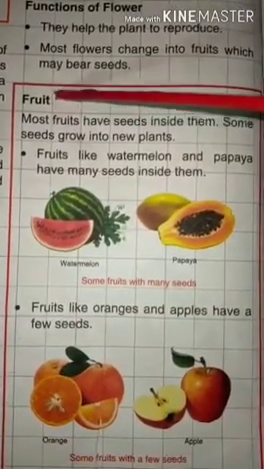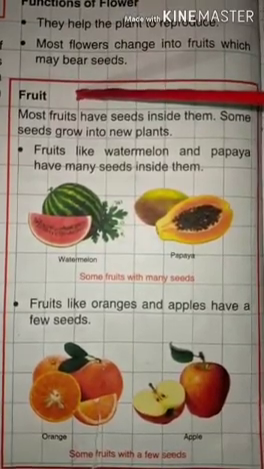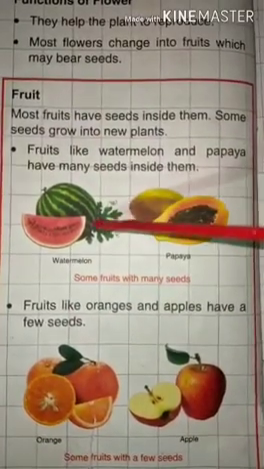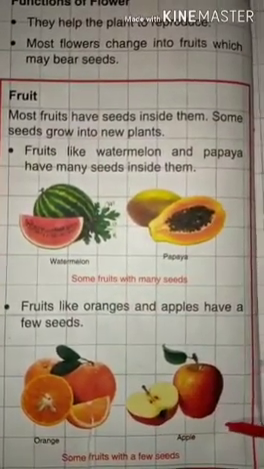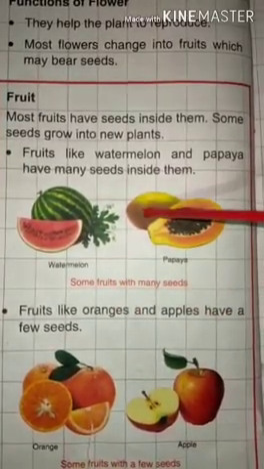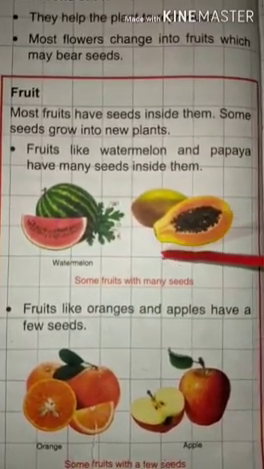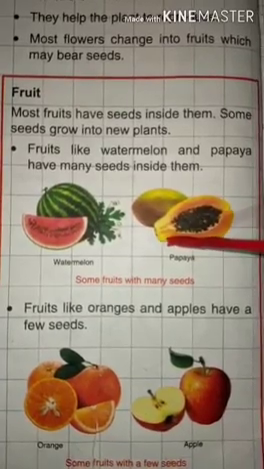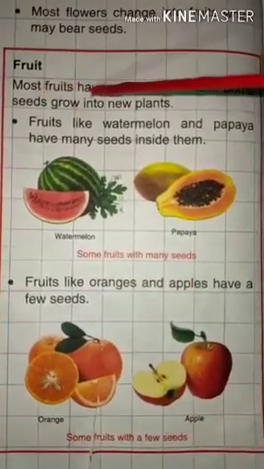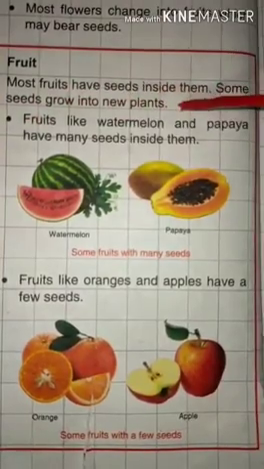Now we will read about fruits. Fruits are a very important part of plants. Fruits have seeds inside them. Some fruits have a single seed while some have many seeds. Fruits are the edible parts of plants and protect the seed. Most fruits have seeds inside them. Some seeds grow into new plants.